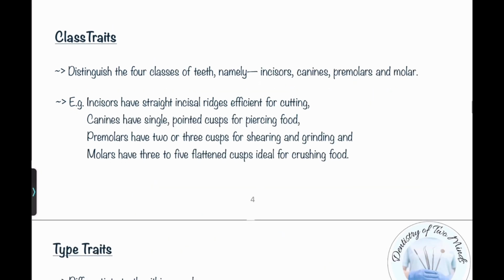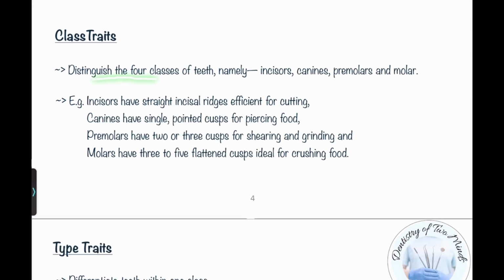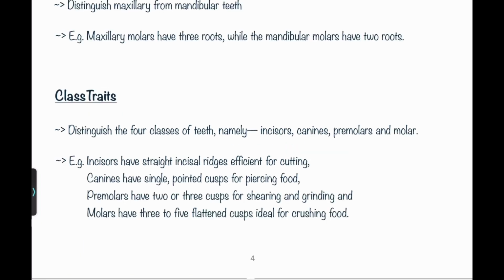Class trait. It distinguishes the 4 classes of teeth, namely incisors, canines, premolars, and molars. For example, incisors have straight incisor ridges, efficient for cutting. Canines have single pointed cusps for piercing food, and premolars have 2 or 3 cusps for shearing and grinding, and the molars have 3 to 5 flattened cusps, ideal for crushing food.